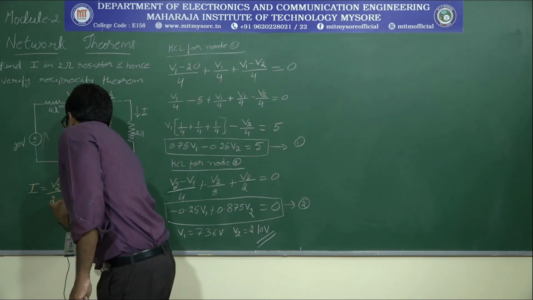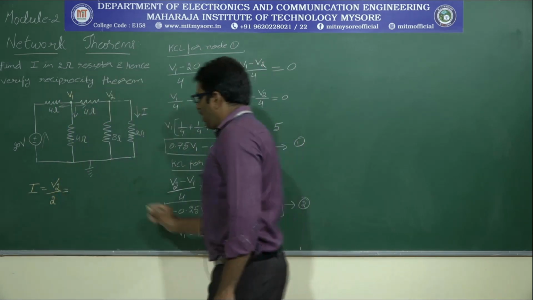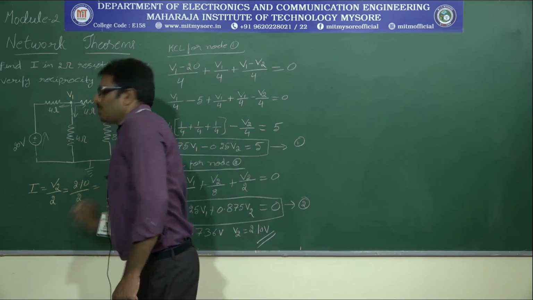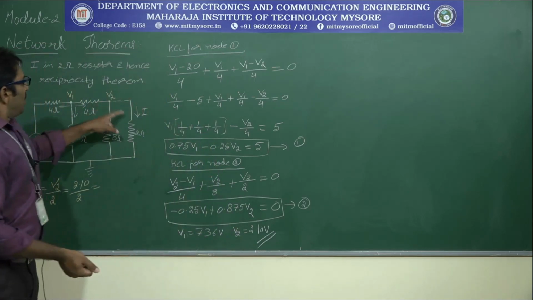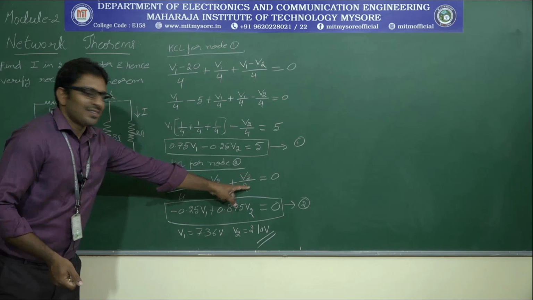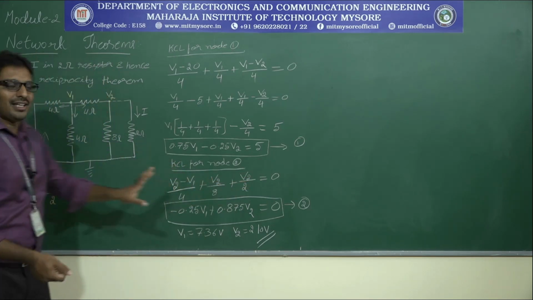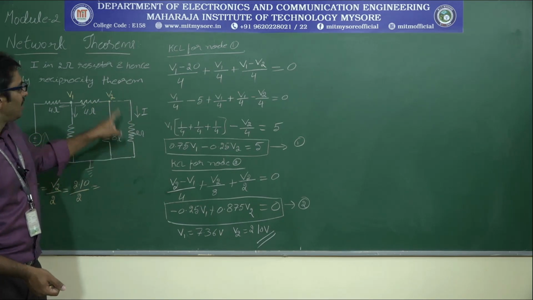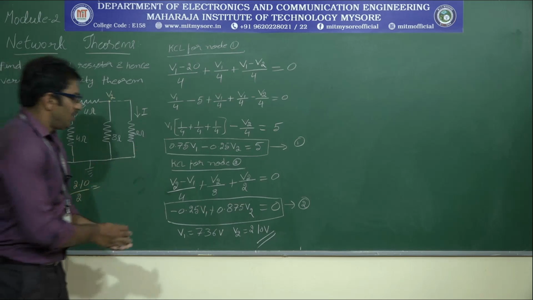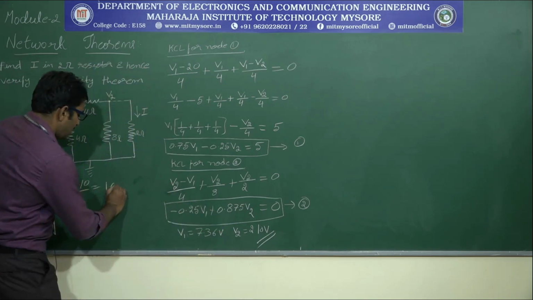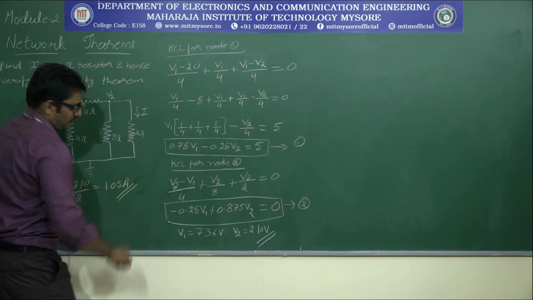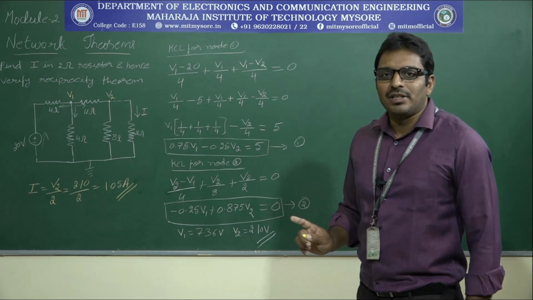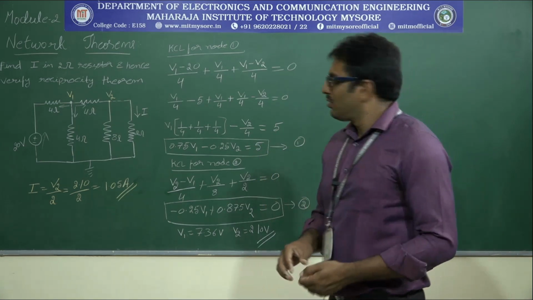Therefore, I is equal to V2 divided by 2. So what is V2? 2.10 divided by 2. Is it clear? This third term is the current in this branch. So how do we find the current in this branch? V2 divided by 2 gives 1.05 amps. In case 1, what is the current? 1.05 amps. So similarly, now what do we have to do?